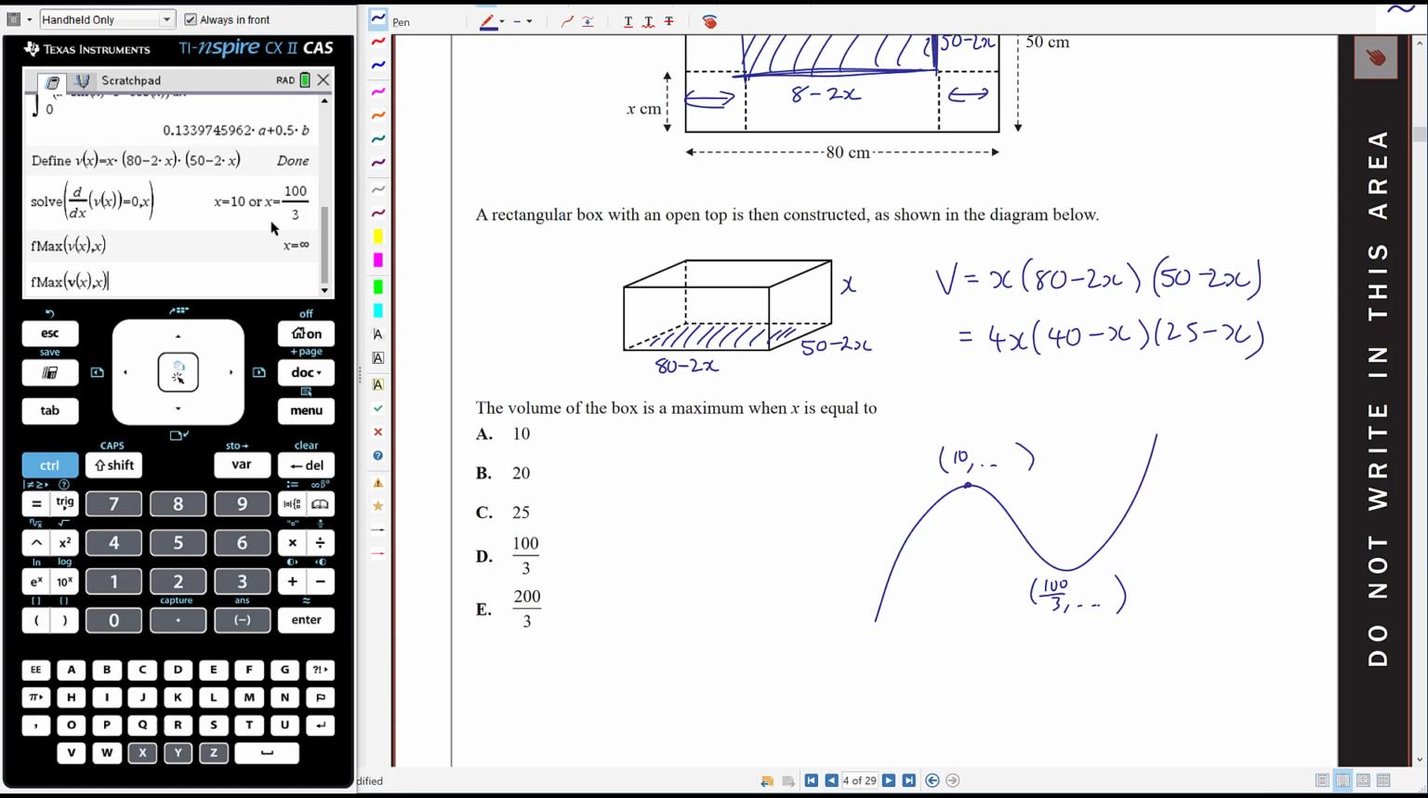If you think about your box, x is going to have to be less than 40 for that length to be true. It's going to have to be less than 25 for that to be true, for that to be bigger than 0, and it's going to have to be bigger than 0. So you could give it the domain restriction from 0 to 25 if you need, and then it will give you the function max.